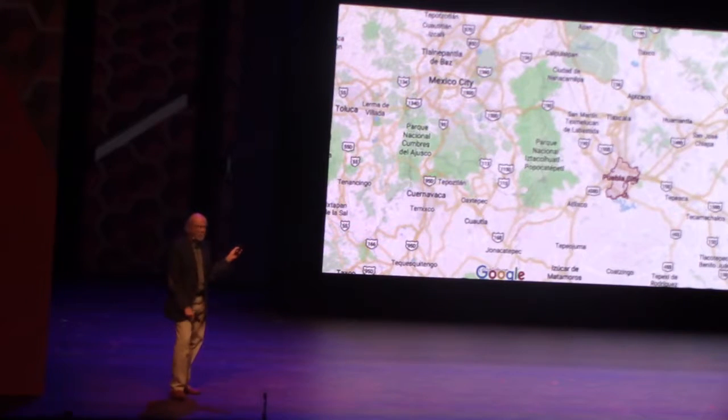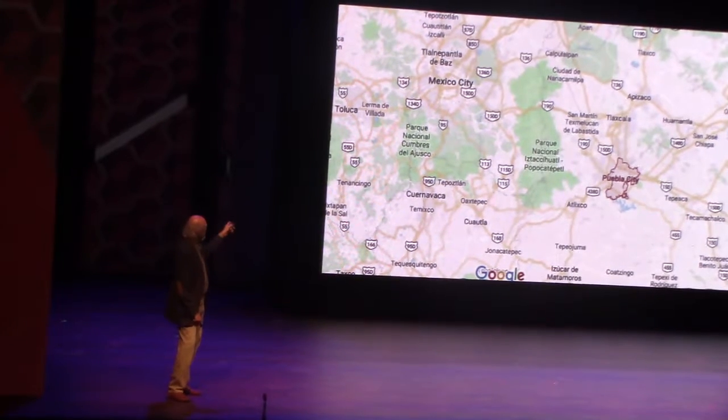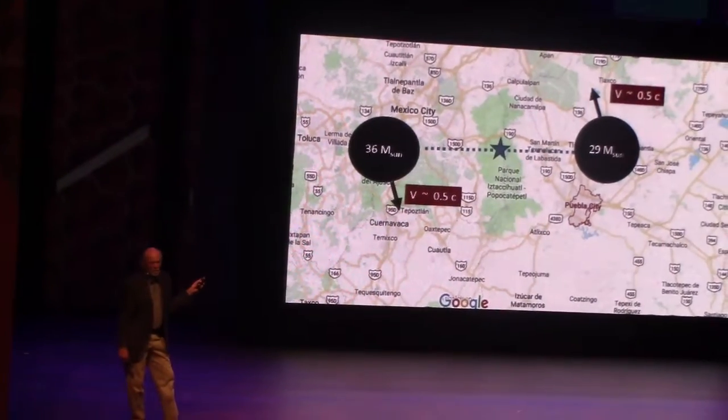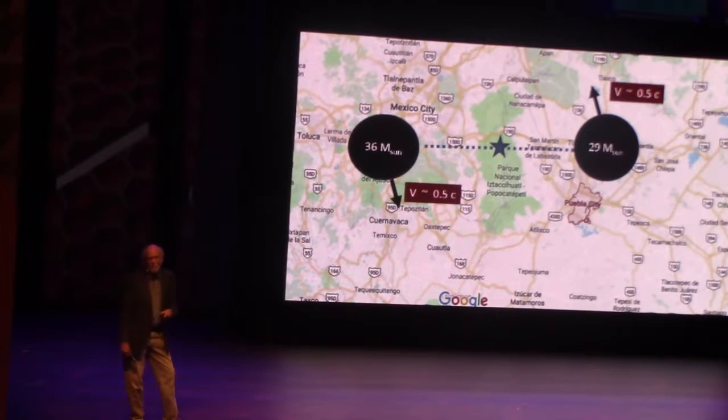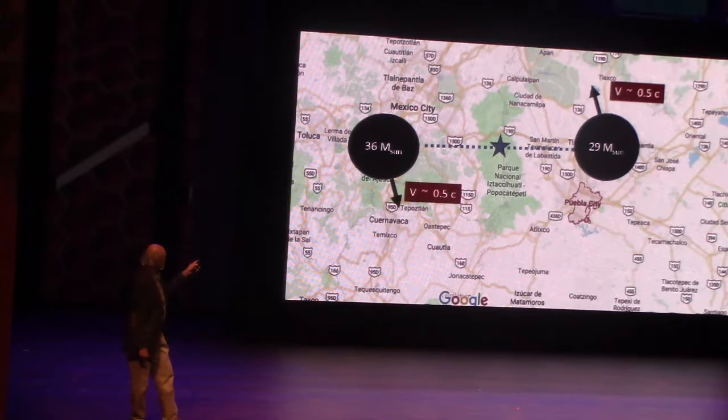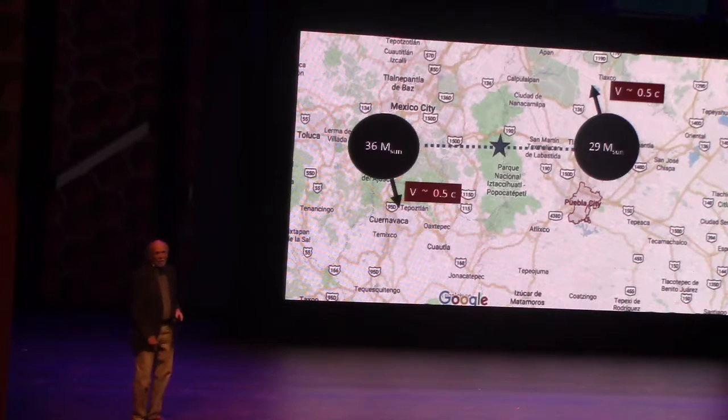But first, the distances. So here's a picture of Puebla City and Mexico City. And here are the two black holes that we observed put on top of that. One of them is 36 times the mass of our sun. The other one is 29 times the mass of our sun. And they're only apart about the distance between Puebla and Mexico City. And they're going around each other at half the speed of light. That's what we observed. Each of these, by the way, to put it in reference, the black dots are 10 million times the mass of the Earth concentrated into this small space. So that's what makes it have such strong gravity.